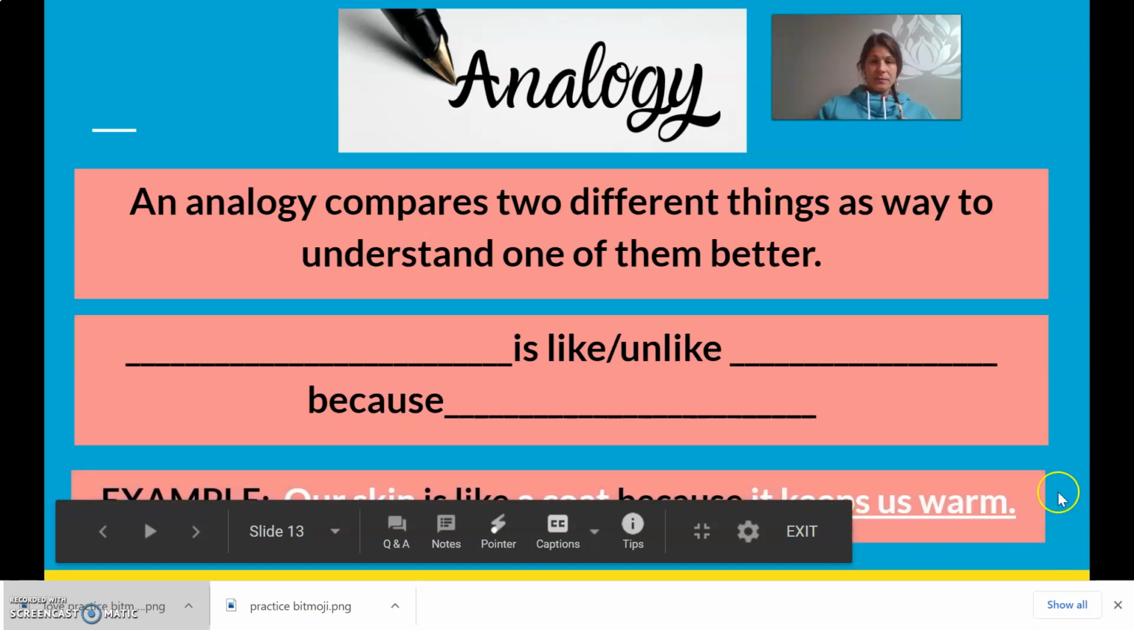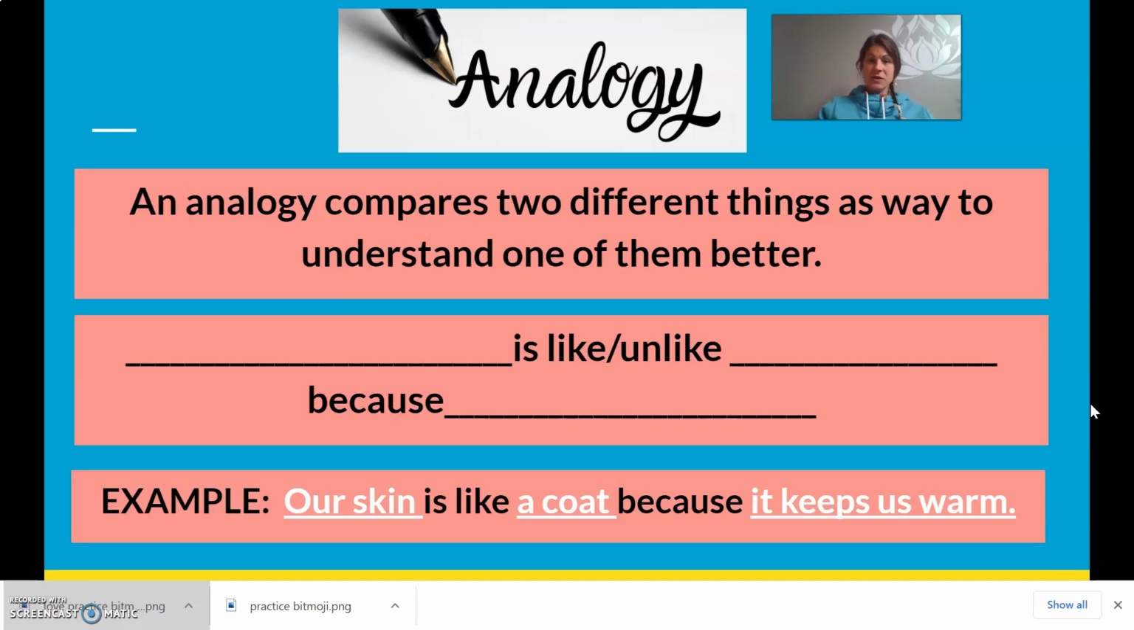Another example would be our skin is like a coat because it keeps us warm. We're comparing skin and coat, showing how they both have the same function or job of keeping us warm. So we're going to be using the analogies to demonstrate the function, or show me that you understand the function of cell organelles.